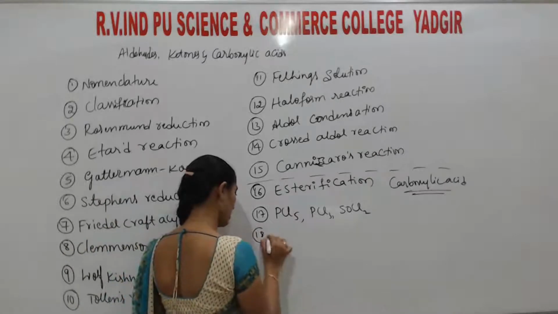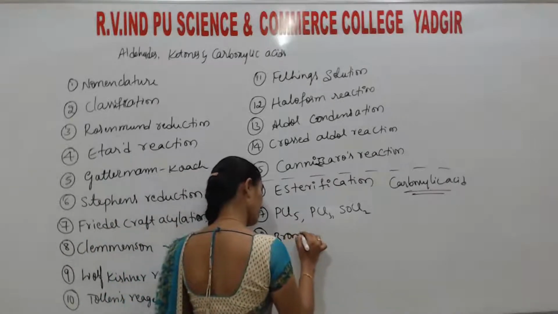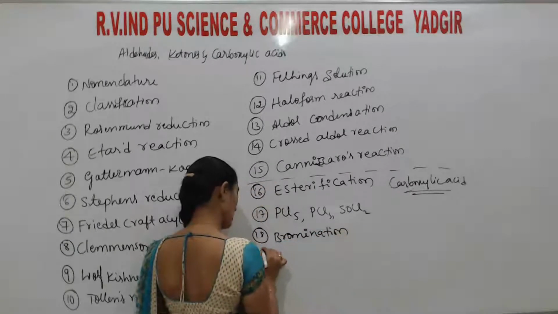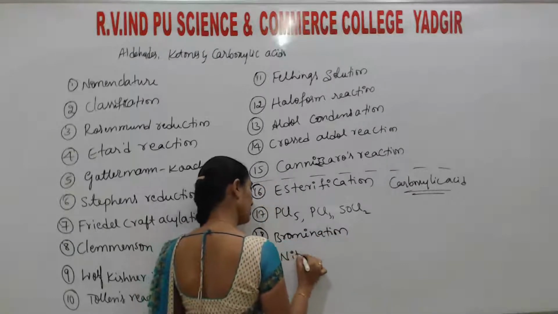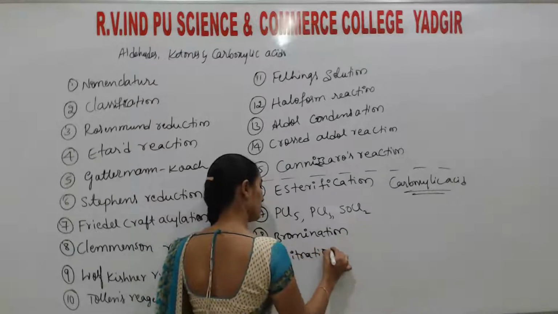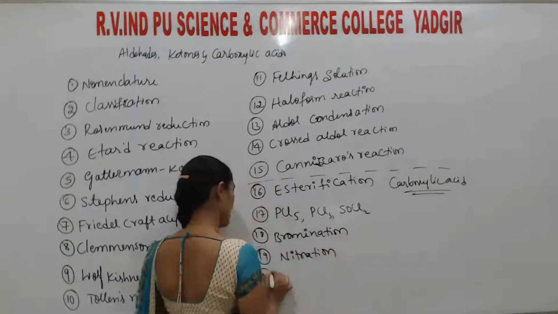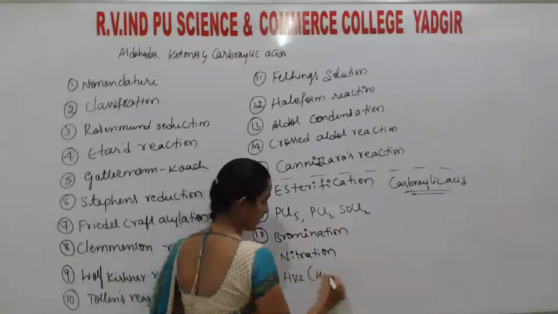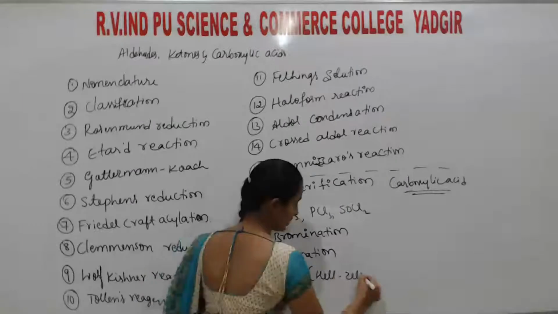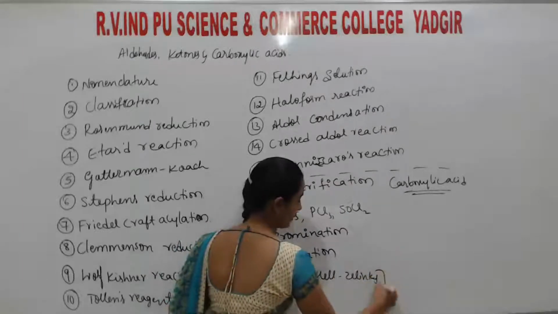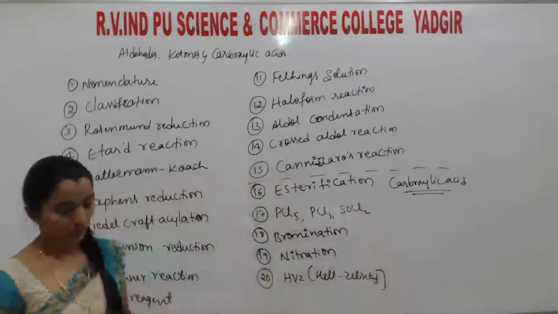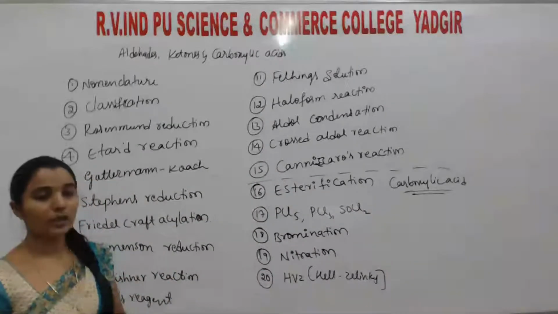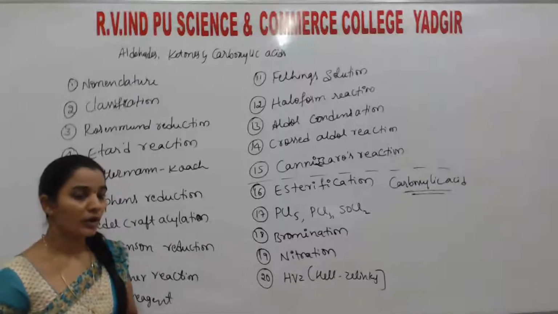Okay. So the next one, 18 is bromination, nitration, 20th is the HVZ, Hell-Volhard-Zelinsky reaction. Okay, so this is all about the very important reactions in the chapter aldehydes and ketones.